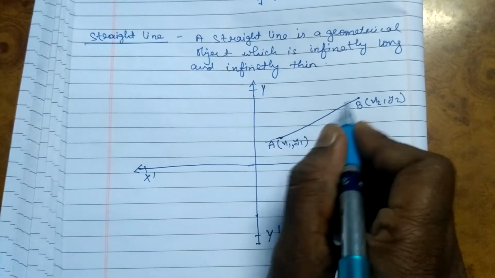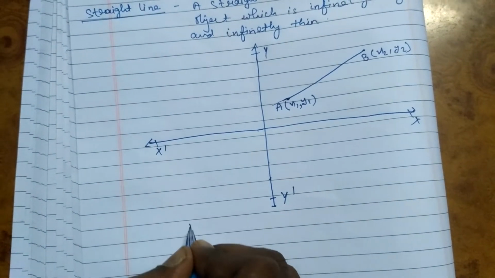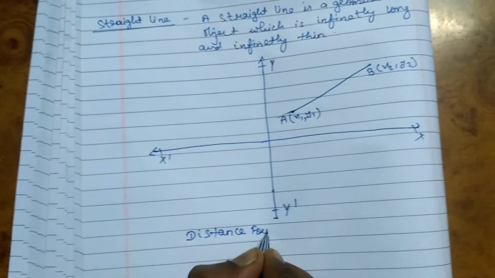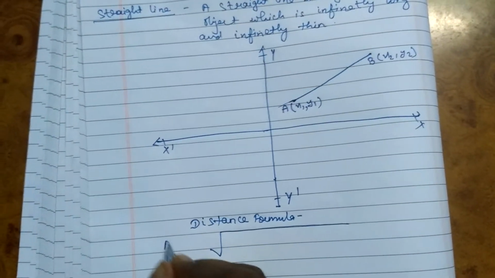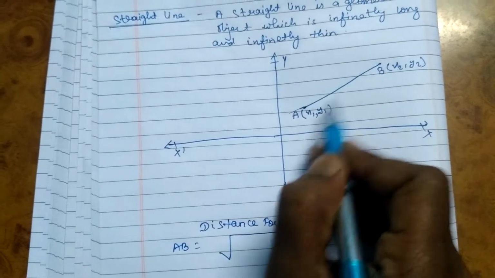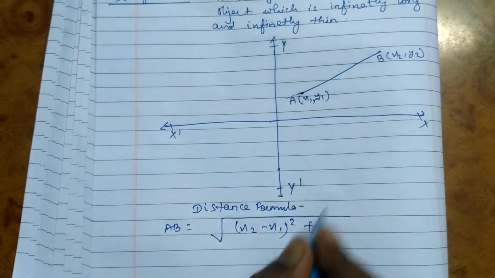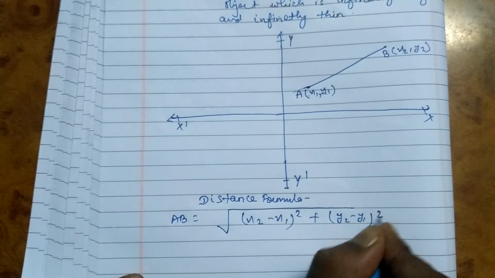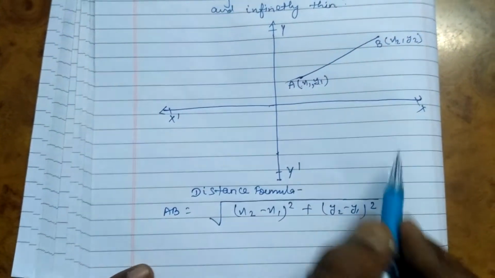We can also find the distance between these two points by using a formula called the distance formula. The distance formula is given by the square root of the square of the difference of the x coordinates, (x2 minus x1) squared, plus the square of the difference of the y coordinates, (y2 minus y1) squared. This is how we can find the distance between two points forming a line. That is called a line segment.